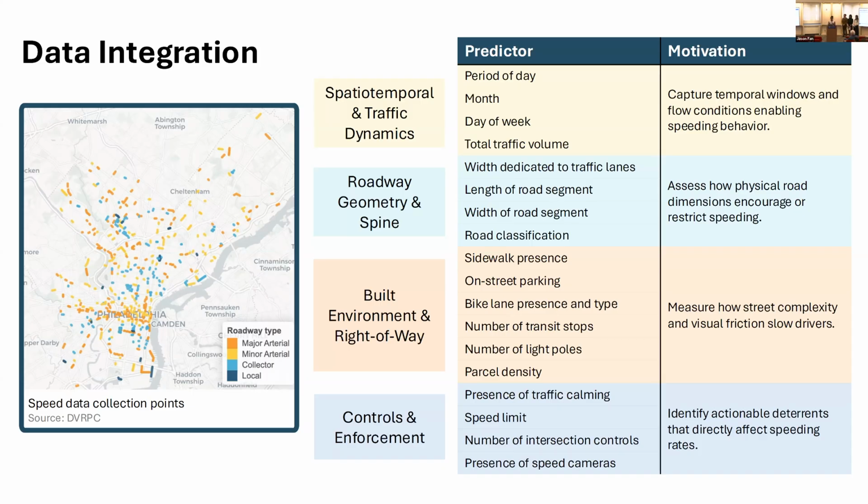Spatiotemporal and traffic dynamics capture when and under what flow conditions observations were made: time period, month, day of week, and observed traffic volumes. Roadway geometry explores the physical design of the road: lane width, segment width, length, and classification. Built environment and right-of-way capture the street-level context that shapes driver perception. Controls and enforcement capture formal deterrence. The roadway geometry variables, which are central to the scenario analysis, required manual measurement. We will return to the implications of that shortly.